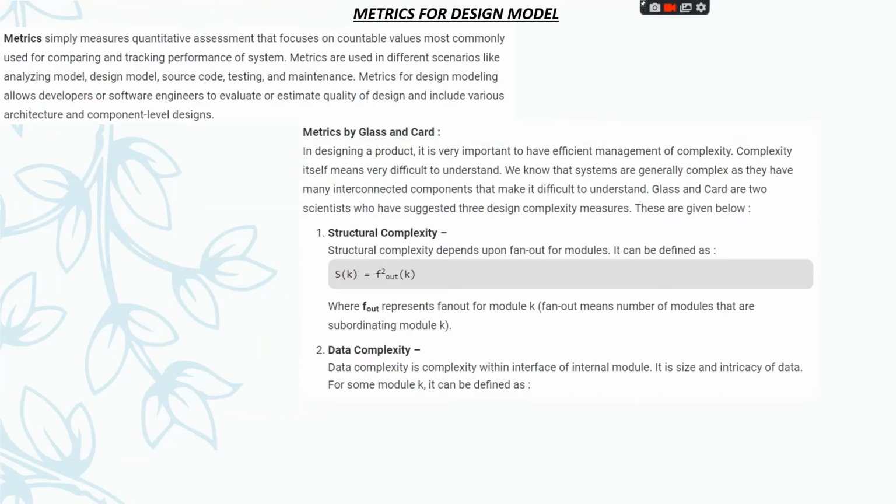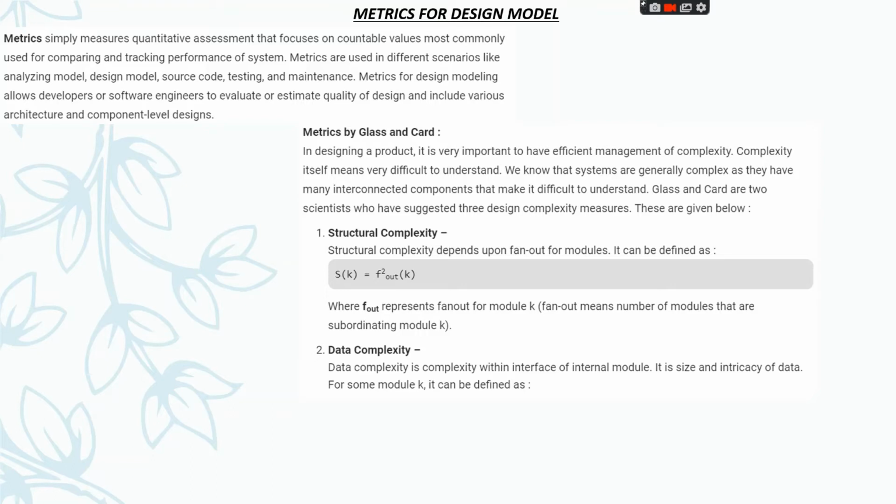Now we go further, that is the metrics for a design model. So metrics simply measure the quantitative assessment that focuses on countable values most commonly used for comparing and tracking performance of a specific system. So metrics here include different scenarios like analyzing, design, source, testing and maintenance. So this is the basic definition as you have seen for metrics.